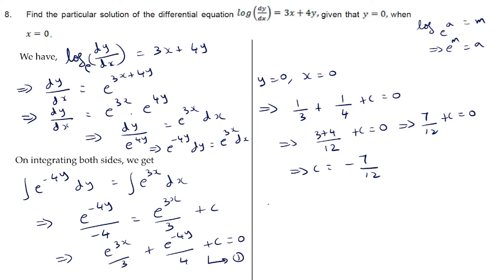Let us take this as 1. From 1, e^(3x)/3 plus e^(-4y)/4 minus 7/12 equal to 0. So this is the solution for this given differential equation. I hope this video was useful for you. Thank you for watching.